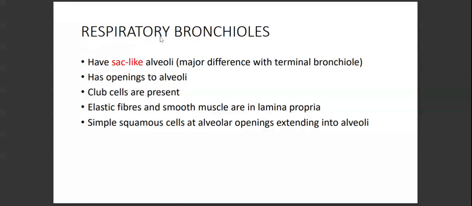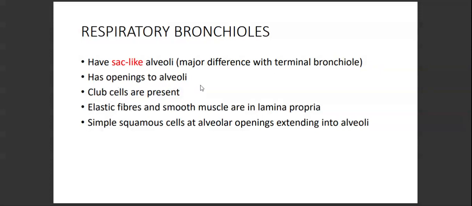So these respiratory bronchioles are able to do some form of respiration, and that is why they are called respiratory bronchioles, because they contain these sac-like alveoli. They do not contain actual alveoli, but they contain sac-like alveoli. That is very important to understand. These sac-like alveoli open to the lumen of the respiratory bronchioles via what you call the alveolar openings.